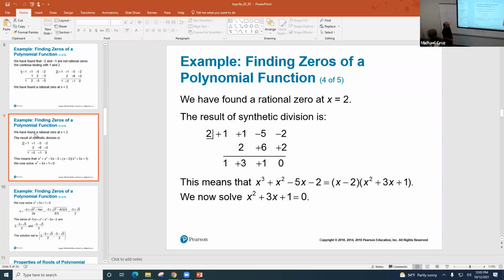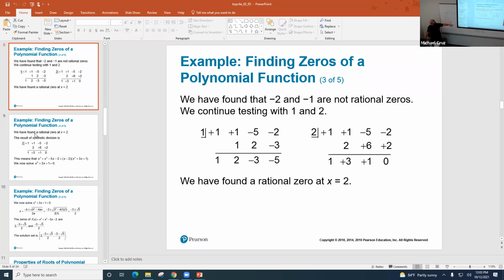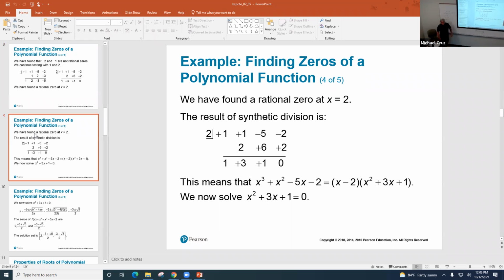Now that we found x equal to 2, we go ahead and divide by that. Well, that's the same thing that they just did, if you notice. They're just showing it again, because that's now the quadratic you're going to solve: x squared plus 3x plus 1. So that's just what we did. So now we've got to solve this one.